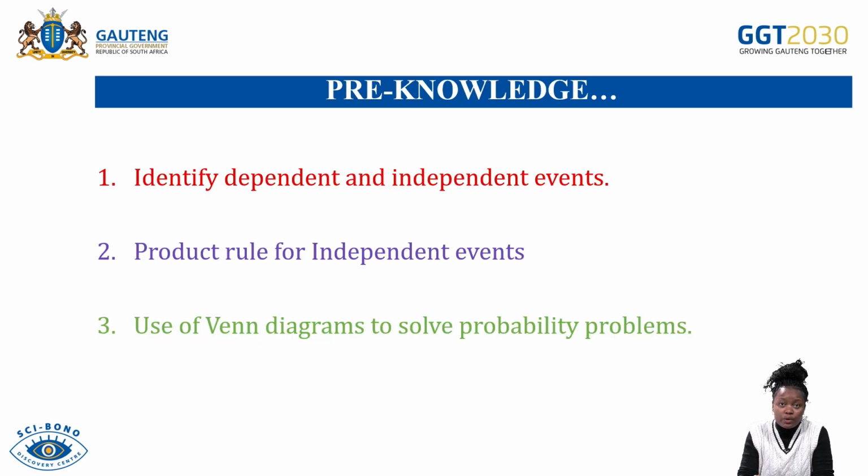What you should be knowing already from the previous lessons and also your pre-knowledge from grade 10. From your previous lesson, you should be knowing how to identify dependent and independent events. You should be knowing how to apply the product rule for independent events. You should be able to use the Venn diagrams to solve probability problems.